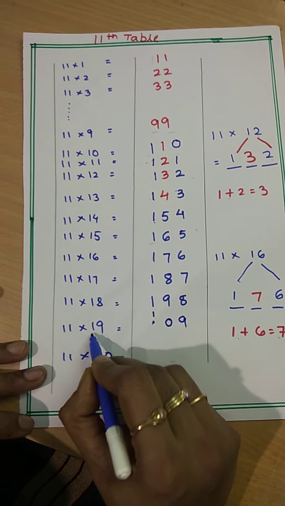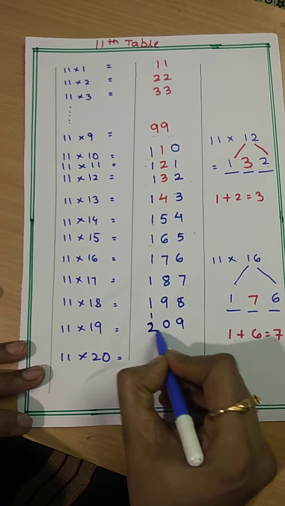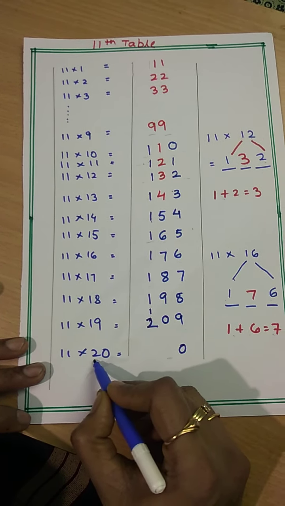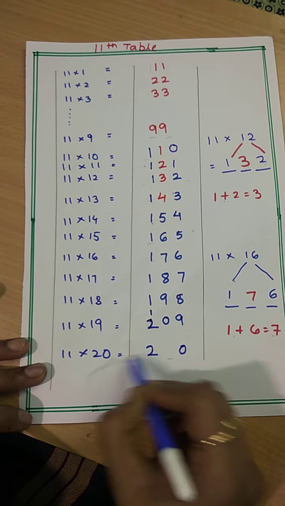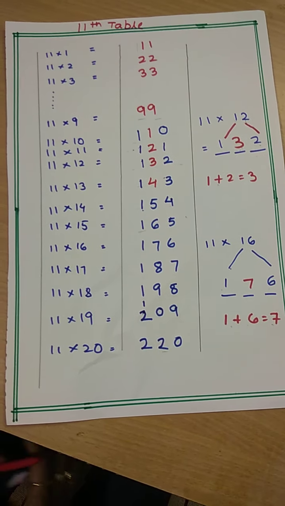Here 1 plus 1 is there, so we need to write 1 plus 1, which is equal to 2. After that 0 in the tens place, 2 in the hundreds place. So 209. Like that we need to write the 11th table.